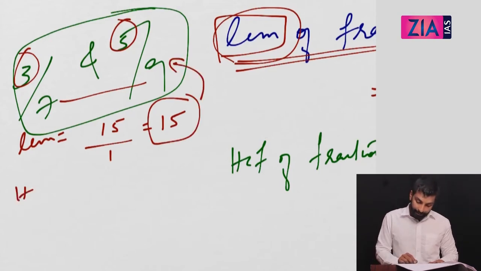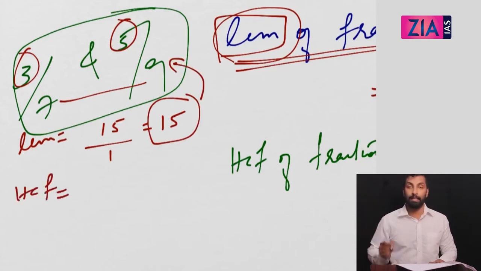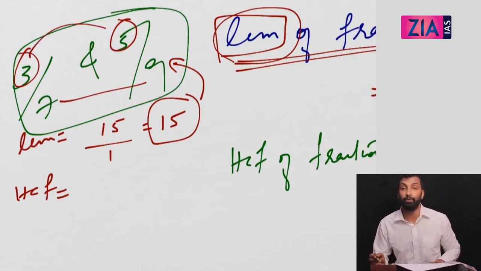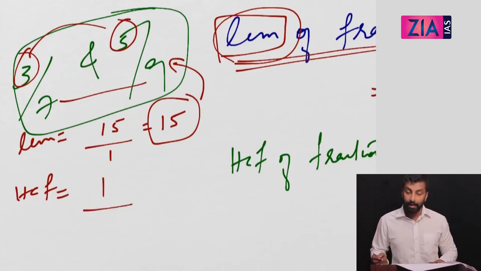What if I need to find HCF? Numerator will be HCF, so HCF of numerators. What are the numerators? 3 and 5. What is HCF of 3 and 5? That is also 1. The reason is the difference between them is 2, but 3 you cannot divide by 2. So the only possibility is 1. So 1 is the numerator, divided by LCM of denominators, 7 and 9. What is LCM? Between 7 and 9, there is no common multiple.